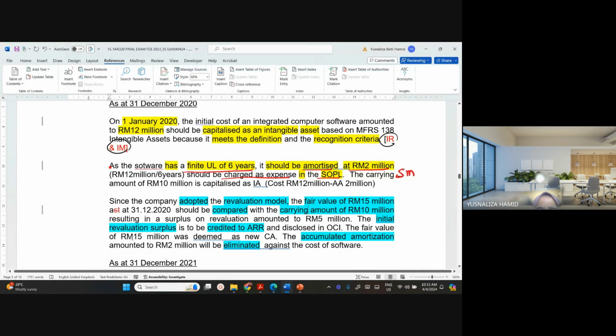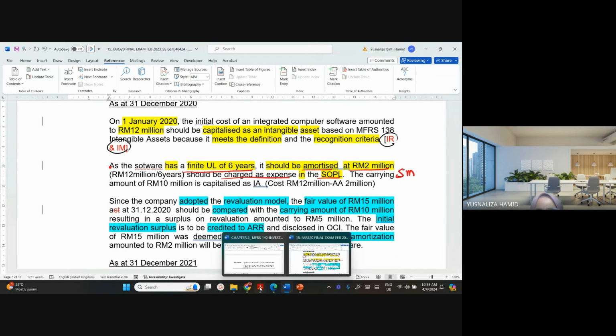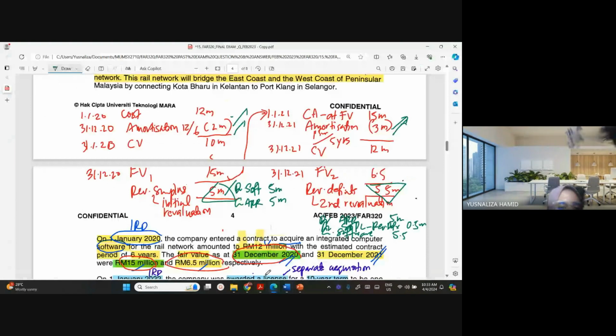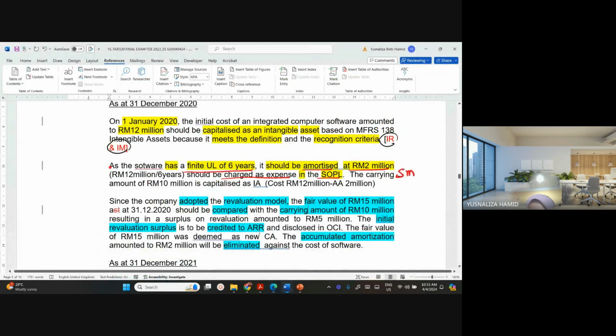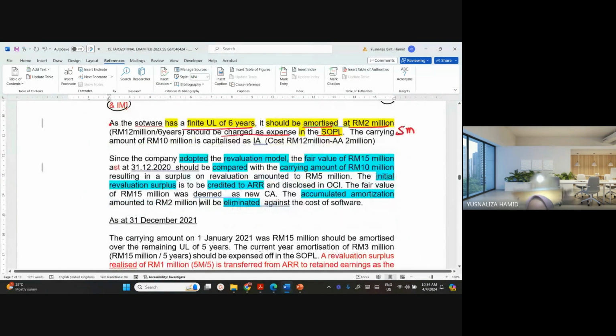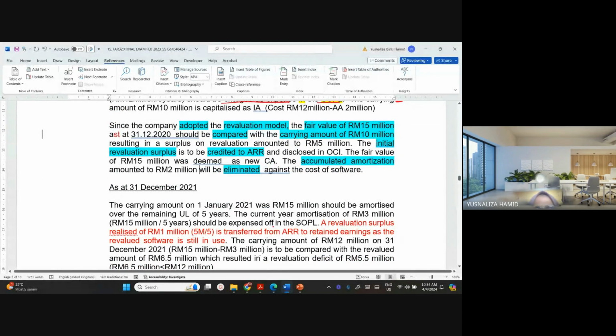Then you need to explain the calculation that you've done here, what was in your calculation. That's why you need to work out your calculation. So credited to the ARR, and the fair value of 15 million, which is on 31st of December 2020, will now be the new carrying amount. Then you need to mention this as well. Marks are given for the accumulated amortization of 2 million before the revaluation, which will be eliminated. So that was the first year. In the second year, you do not have to talk about initial measurement anymore.